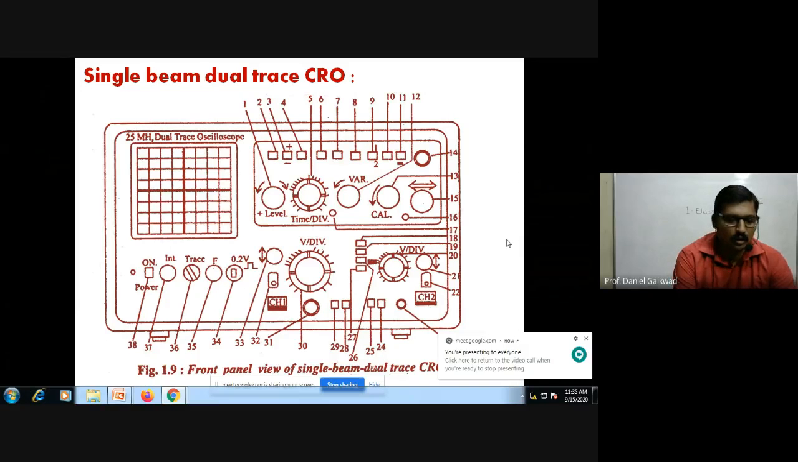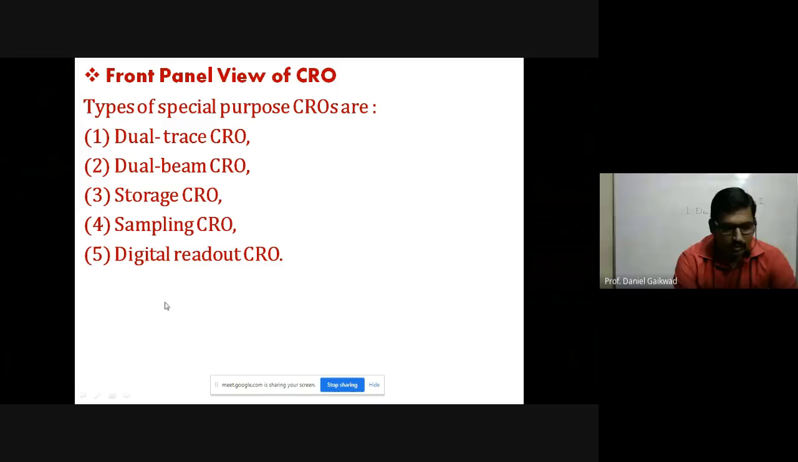Okay, now check here the different types of CRO, from which we discuss the first type. So here we have the front panel view of CRO, and we have a number of different types of CROs, from which we discuss here the dual trace CRO, single beam. It has a dual trace. Single beam traces the two waveforms simultaneously, and that is called the dual trace CRO.